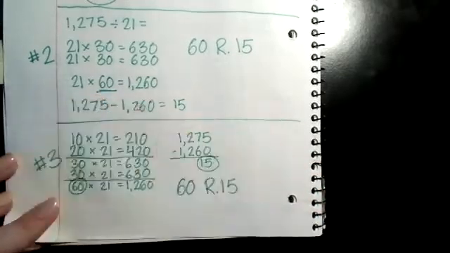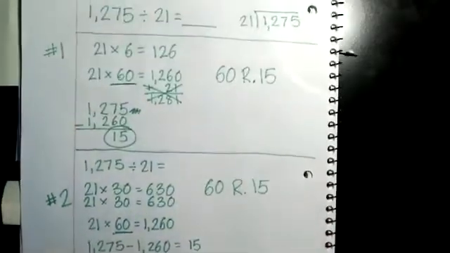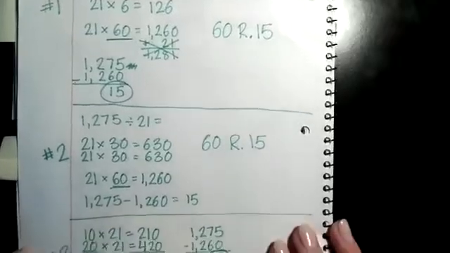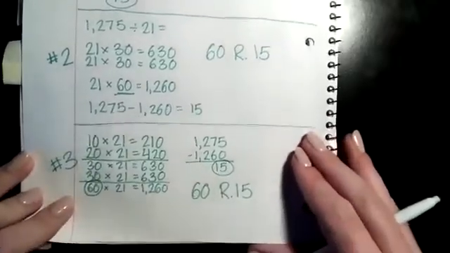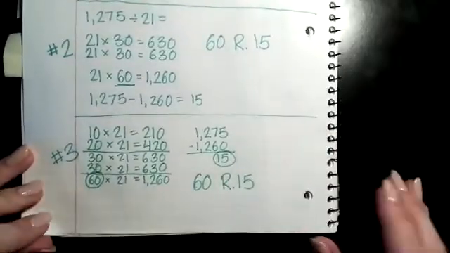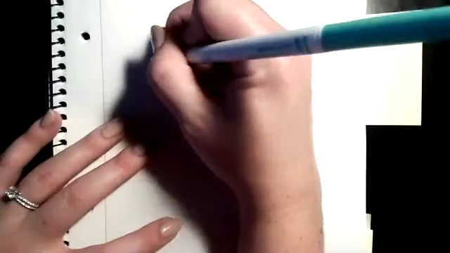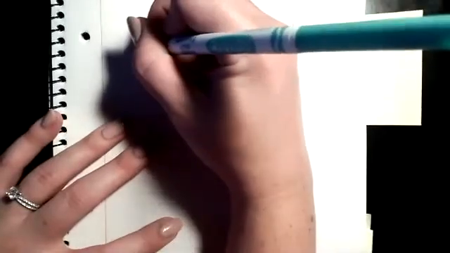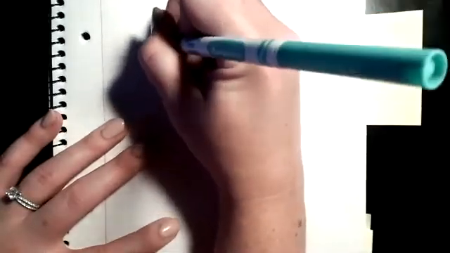You guys seeing a pattern in our answers? Each one of these ways is different, but every time I'm still ending up with 60, remainder 15. Okay, let's do one more. All right, so for this one, maybe you prefer looking at it like this.